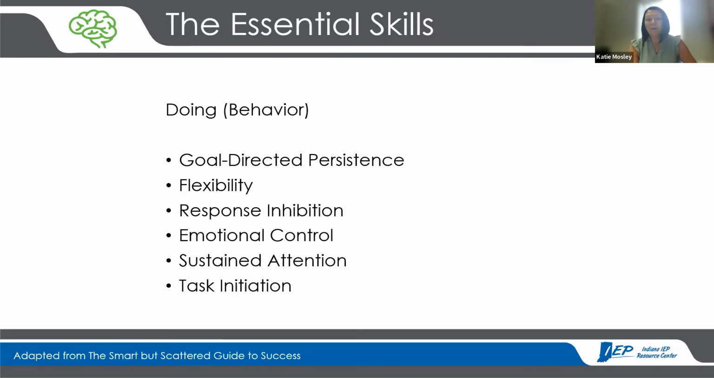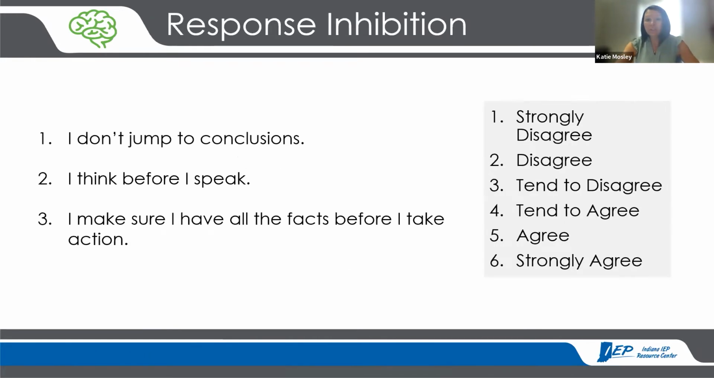So do we have that goal-directed persistence, the cognitive flexibility? If something goes awry, can we jump to a different potential solution? How quickly can we recover from that? Response inhibition, emotional control, sustained attention, and task initiation. So we have to have the vision, and then we have to know how to get there. So as we work through this PowerPoint, I'm going to ask you guys, you can write these down, or you can just take mental note, whatever will work best for you.